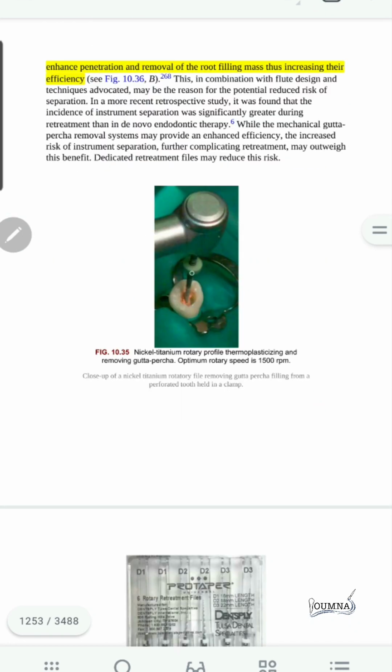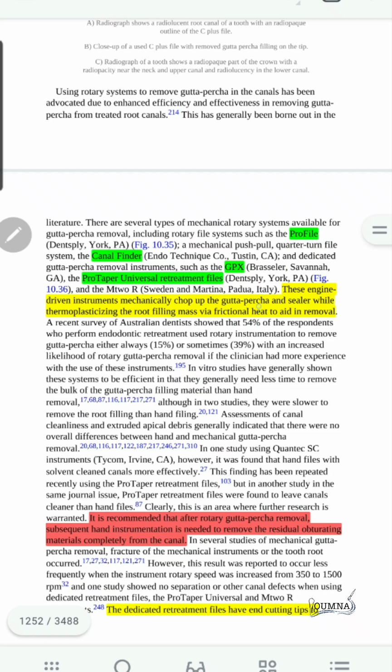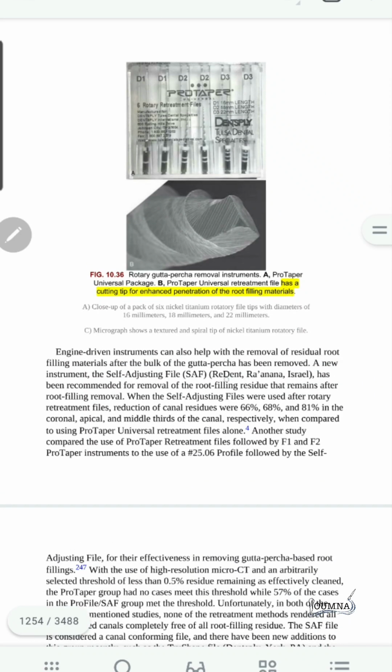So if you want to use rotary removal of the gutta-percha, we first apply chloroform to soften the material. Then we insert these files. What happens is that the rotary files generate heat and melt the gutta-percha, easing its removal. Also, it's chipping inside it. So we are mechanically chopping up the GP and thermoplasticizing the root filling mass via frictional heat to aid in the removal.